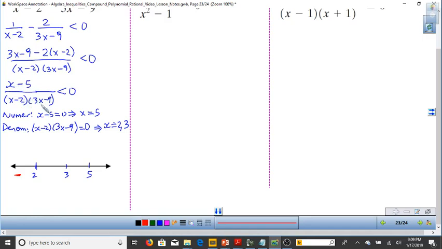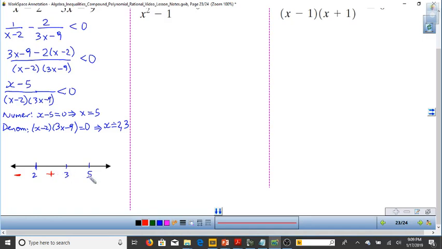3 times 2.5 is 7.5. And so when we subtract 9 from that, we get a negative. So we have negative on top, positive times negative. We have a negative divided by a negative. We end up with a positive result.